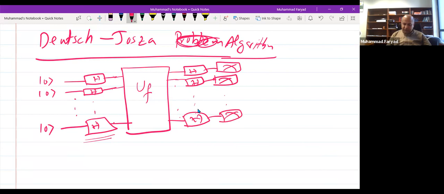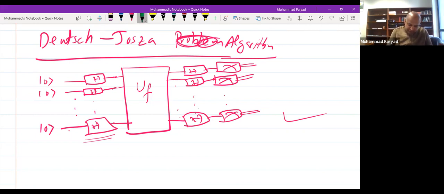And then we measure each qubit, and whatever the measurement results are, we put them on classical bits. So we start from a quantum register and we put the results in a classical register. And based on these results, we will be able to tell what f of x is, whether it is a constant or a balanced function. So this is the algorithm, and let me now explain different parts of this algorithm step by step.